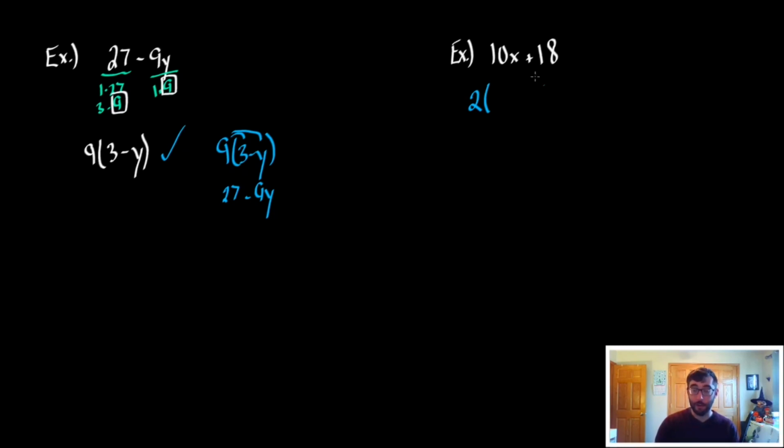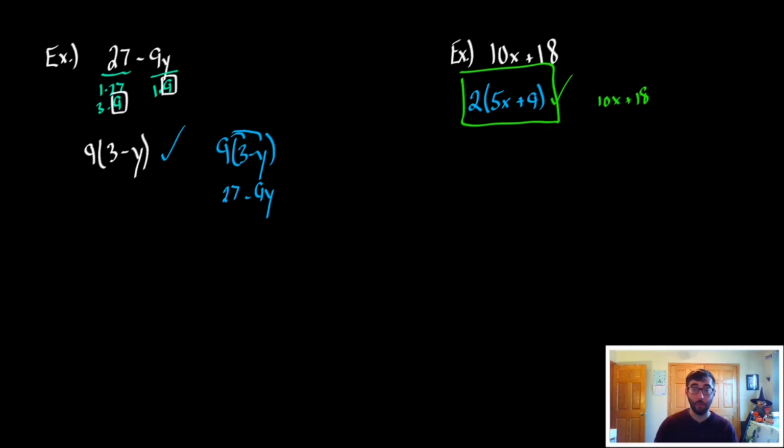Now, when I factor out a 2, I divide each of these terms by 2. So 10x divided by 2 is 5x. And 18 divided by 2 is 9. So this would end up being our final answer. And once again, if you want to double check your work, just go ahead and multiply that back out. 2 times 5x would be 10x. 2 times 9 would be 18. They do match. That means I did it correctly. So this would end up being our final answer.